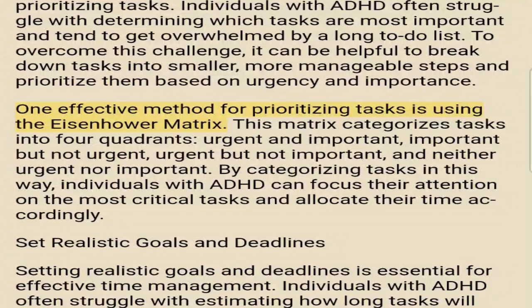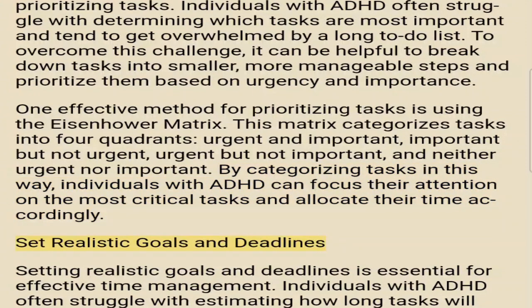One effective method for prioritizing tasks is using the Eisenhower matrix. This matrix categorizes tasks into 4 quadrants: urgent and important, important but not urgent, urgent but not important, and neither urgent nor important. By categorizing tasks in this way, individuals with ADHD can focus their attention on the most critical tasks and allocate their time accordingly.